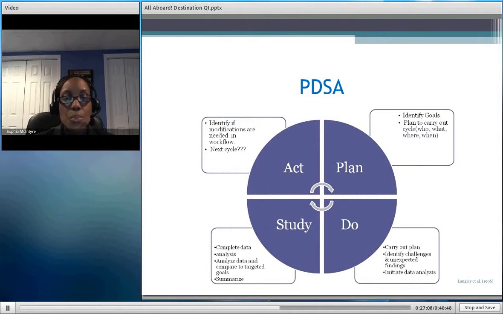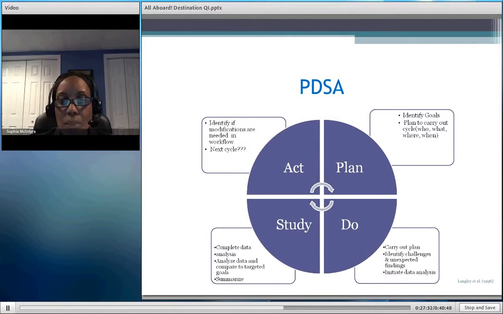So this principle is used in many organizations, and this allows for quick examples of change to be implemented. So this represents more of a continuous cycle for PDSA. So we'll start with plan.